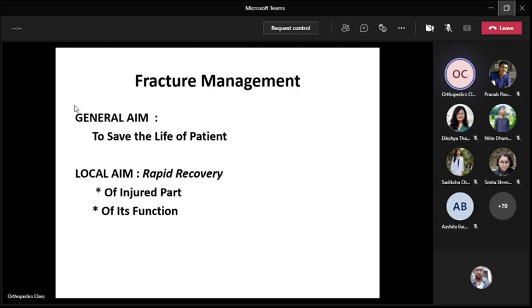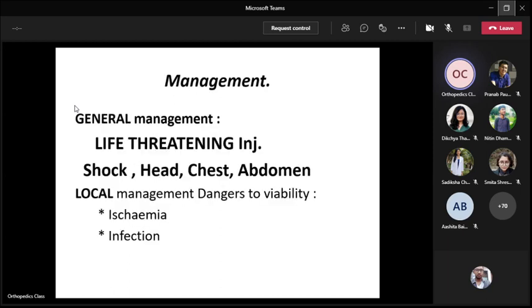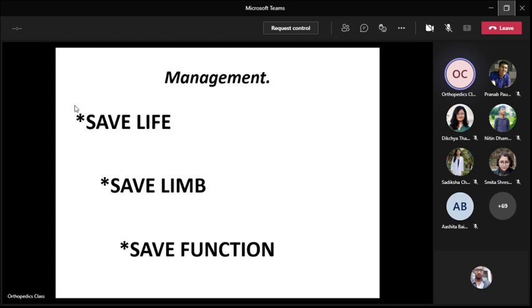of the injured part. So the local aim is the rapid recovery of the injured part and to restore its function as before. Shock, head injury, chest and abdomen injuries are the life-threatening conditions, so you have to take care of them in emergency. And in local management, from the orthopedic point of view, ischemia that produces compartment syndrome and open fractures are emergencies for us. So management is always save life, then save limb, and once you save the limb, you always try to have function also.